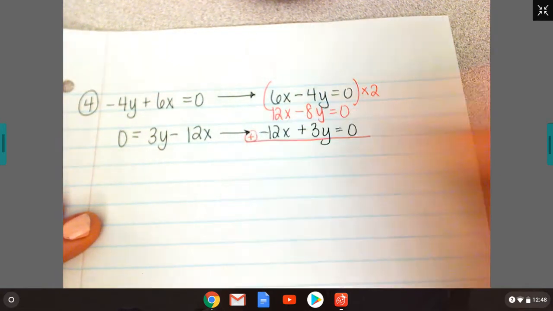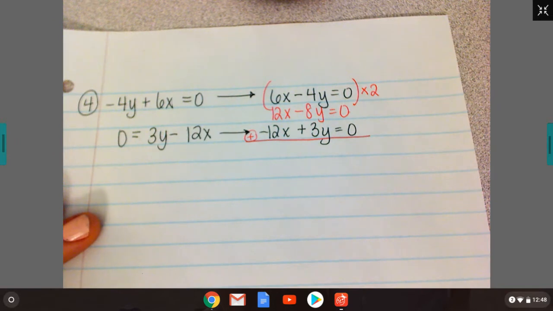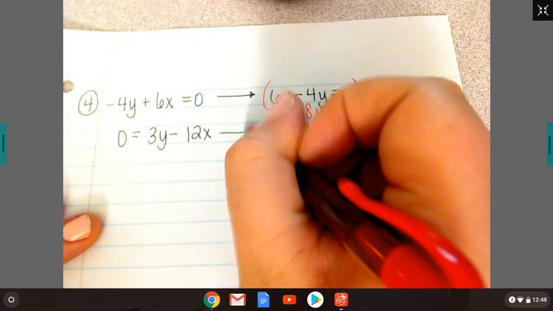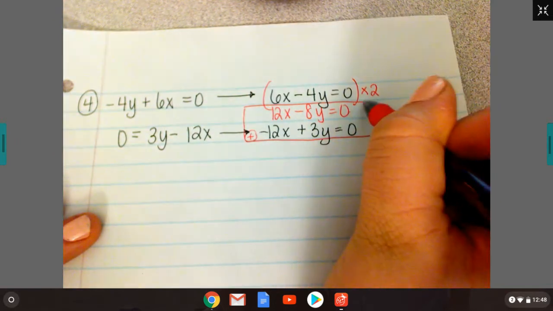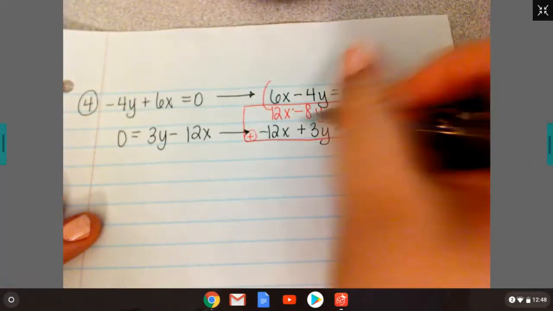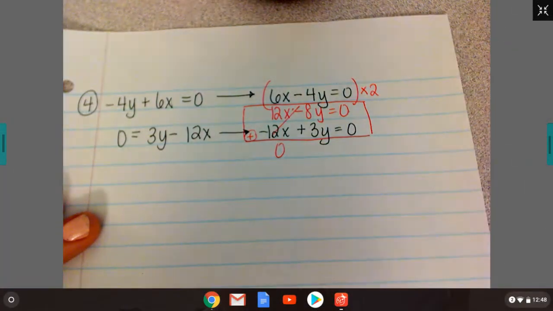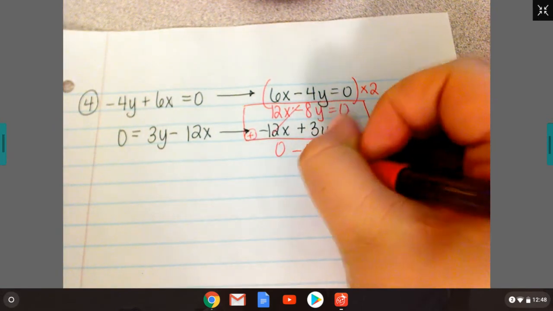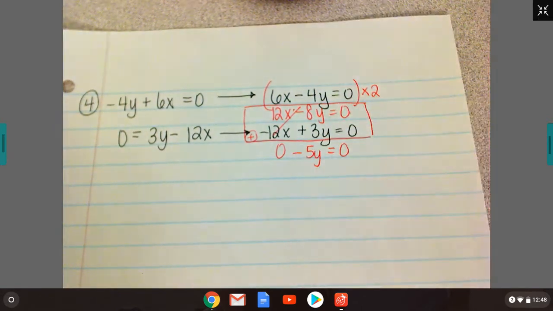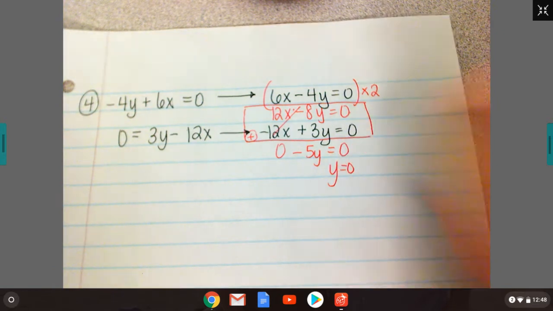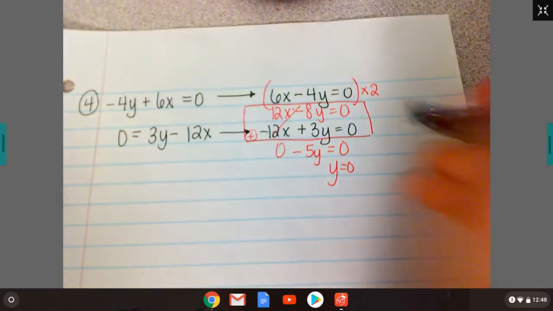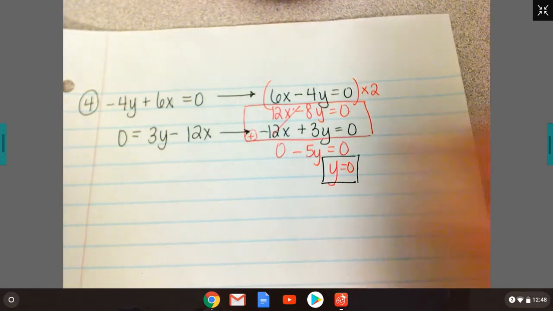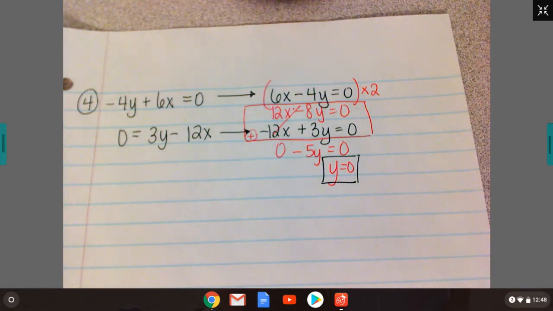Now I've got these two that I can add. So these will cancel and be a 0. Negative 8y plus 3y is negative 5y equals 0. So y must be 0. I don't know why we had so many zeros on the sheet.